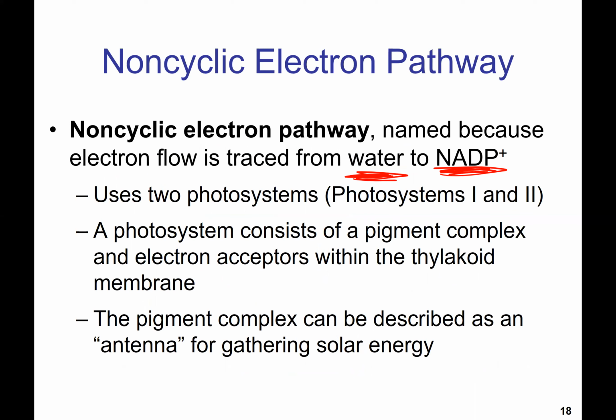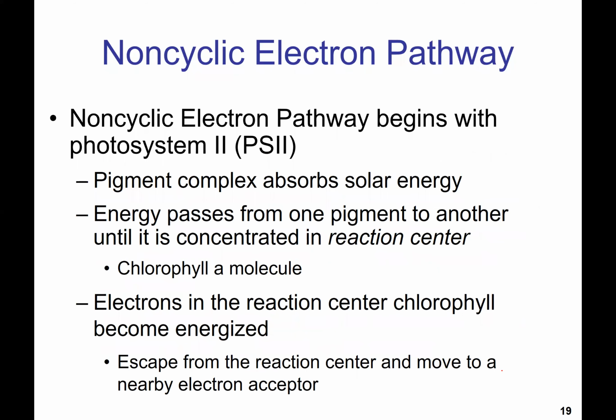It uses what are called photosystems, and these help absorb the solar energy. Photosystem 1 and photosystem 2, like this bullet point says, consist of pigment, so chlorophyll A, chlorophyll B, carotenoids, and electron acceptors that accept those electrons from solar energy within the membrane. We say that the pigment complex is an antenna for gathering solar energy.